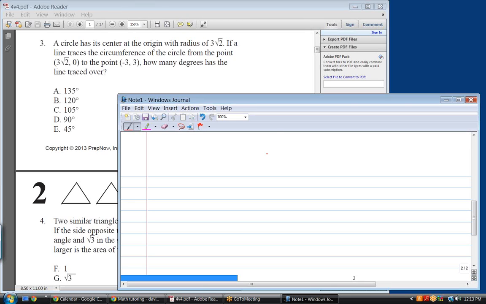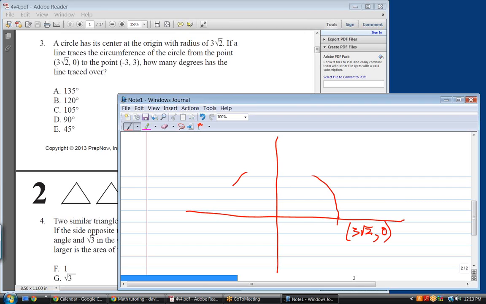Let's draw a picture of this instead of talking about conics yet. The circle has its center at the origin and it has a radius of 3 root 2. How should I start drawing this circle? Probably if you start from this point, well, where is that point? That's that point right there. 3 root 2 comma 0. Okay, so we're looking at a circle like this.